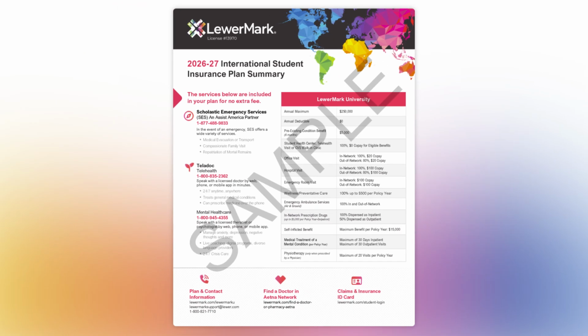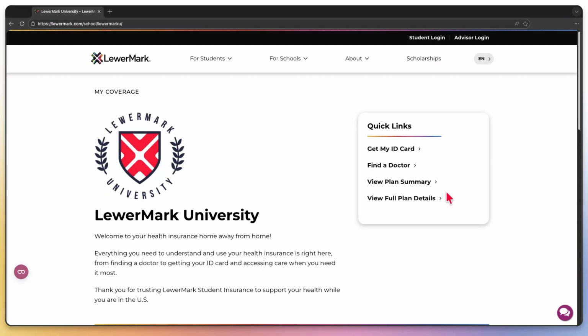Now you've seen the plan summary, which gives you a helpful overview of your plan, but what if you want more detailed information, including what is covered and not covered? You can review the full plan details on your school page here. And remember, if you have any questions, our team is always here to help.